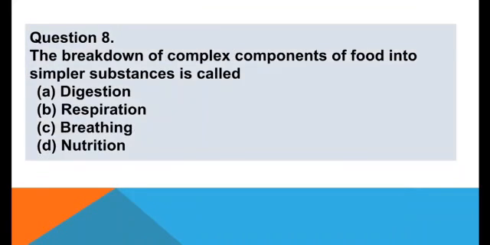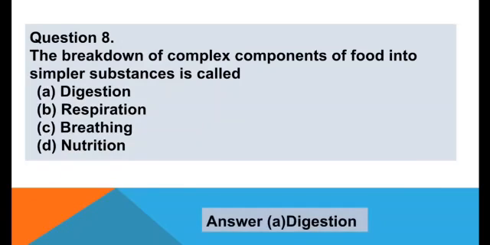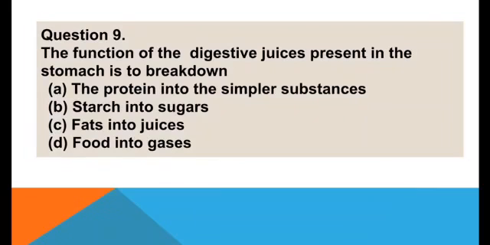Now we have question number 8. The breakdown of complex components of food into simpler substances is called. See, this line is very important and your options are option A, digestion, option B, respiration, option C, breathing, and option D, nutrition. It is a definition of the particular term. The breakdown of complex components of food into simpler substances is called what? Respiration, breathing, nutrition, or digestion? Yes, it is digestion. When the food breaks down from the complex components into the simpler form, it is called digestion.